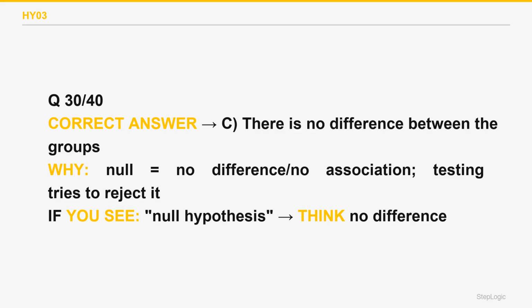Claiming the new drug is superior is the alternative hypothesis, the statement you accept only if you reject the null, not the null itself, choice B wrong. Adequate power is a property of the study design, not the content of the null hypothesis, choice D wrong. The null hypothesis states there is no difference between the groups.